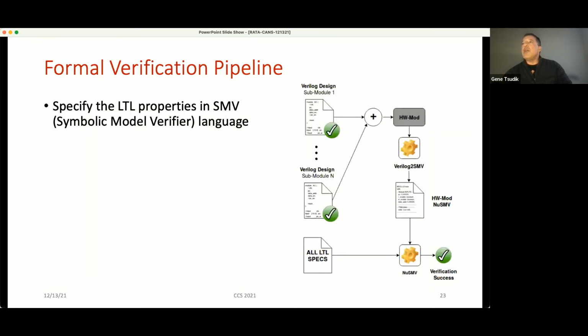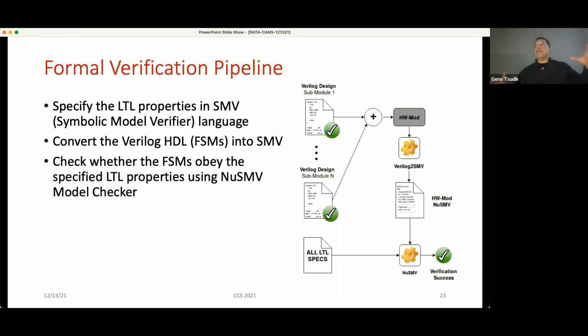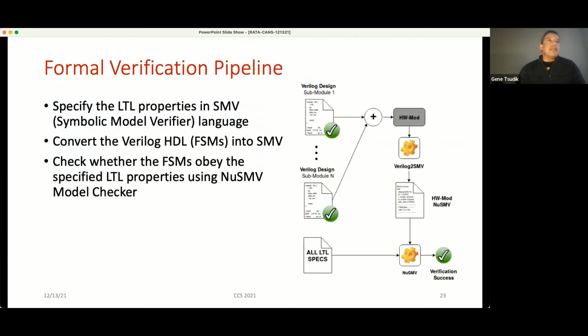Right. So how do we verify? Just to give you some idea, we specified all LTL properties in SMV, symbolic model verifier language. We convert the Verilog HDL, or in other words, the finite state machines, into SMV, and then we check whether the FSMs agree with the specified linear temporal logic properties using something called the NuSMV model checker. It's a publicly available tool. And then it completes. Of course, it's an iterative process. It's not something we do only once. Sometimes we do it multiple times because there are sometimes specification or implementation bugs.